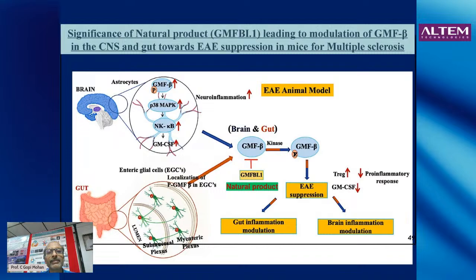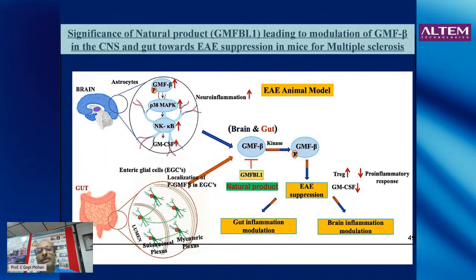So the significance of the natural product is the modulation of this GMF beta in the CNS and gut towards EAE. This is an experimental animal model of suppression in mice for multiple sclerosis. This is a wonderful signaling mechanism from the gut to the brain. The astrocytes have this particular druggable target, as well as the gut, in the lumen and submucosal plexus. The intraglial cells also have this target, where our natural product small molecule will go and bind and execute its inhibitory mechanisms.